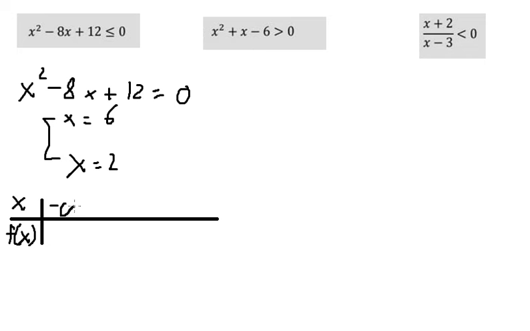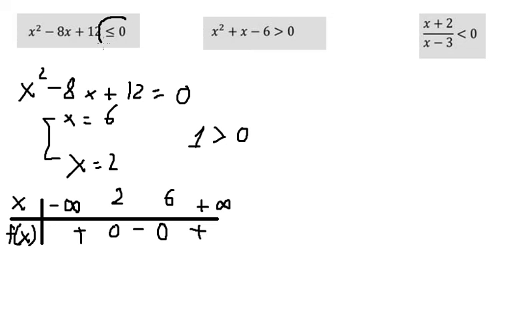So we have from negative infinity to positive infinity. So we have 2 and 6. And we put 0 in here because this is the solution of this function. If we look carefully, this is x squared, and we know that the coefficient is 1. 1 is positive, so the sign in here should be positive. When we go from here to 6, you get negative. From here to here, you get positive.